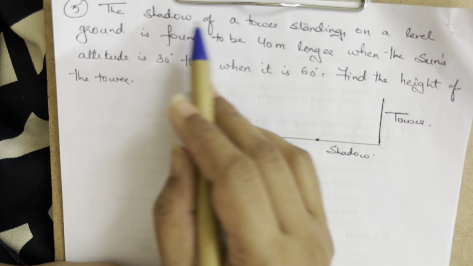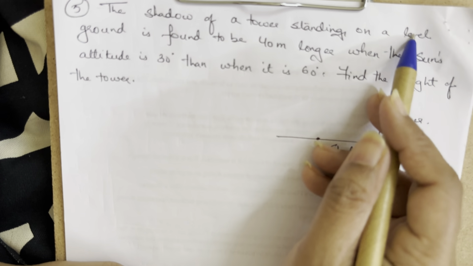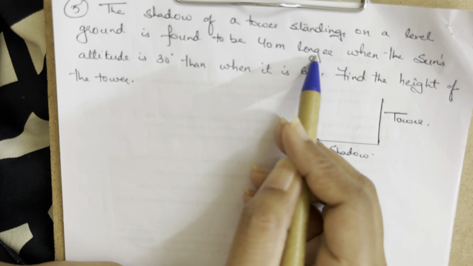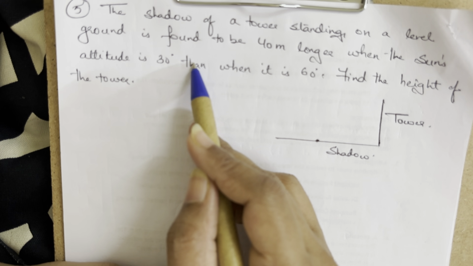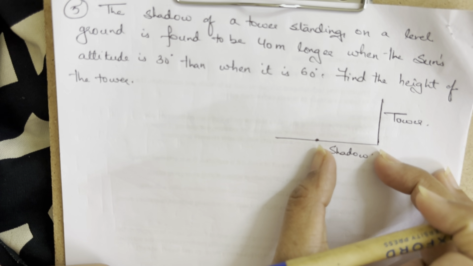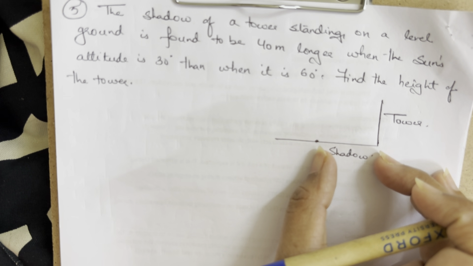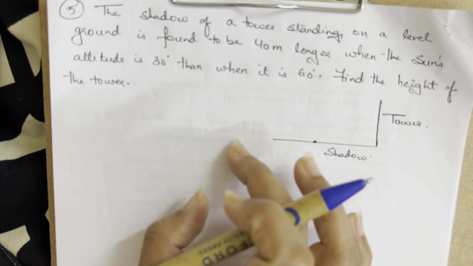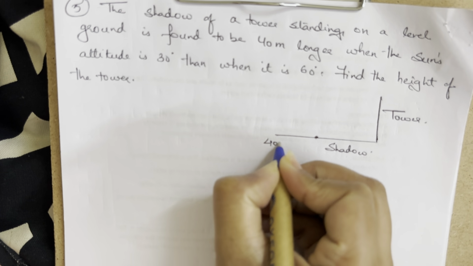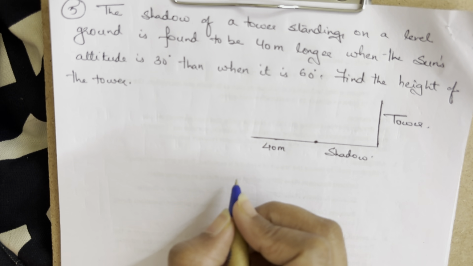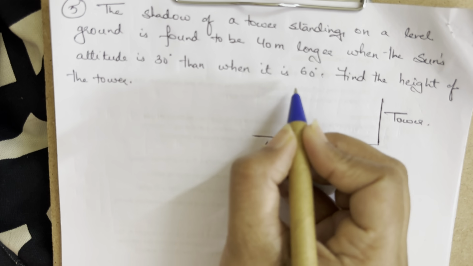Okay, the shadow of the tower standing on a level ground is found to be 40 meters longer when the sun's altitude is 30 degrees. So this is the normal shadow part, till this point I drew the shadow. But then he mentioned that the shadow is increasing 40 meters longer. Okay, it is growing further 40 meters. Further 40 meters the shadow is growing when the altitude of the sun is, okay, there's sun also.